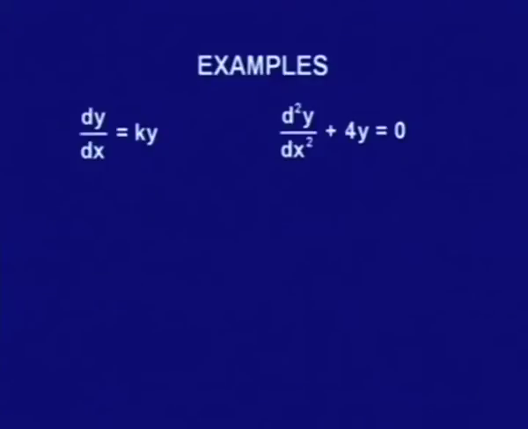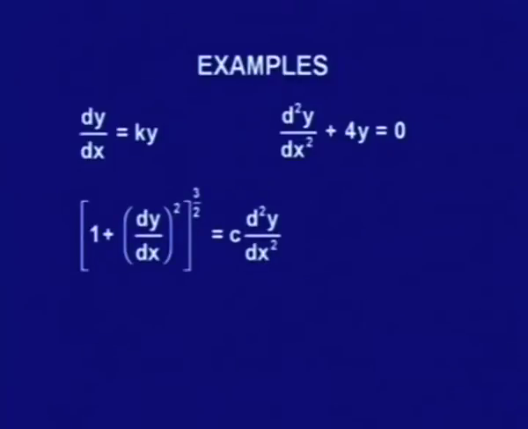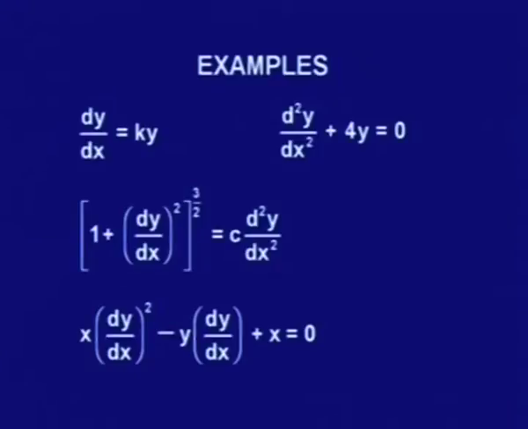Similarly, in the equation (1 plus (dy over dx) square) whole to the power 3 by 2 is equal to c times d2y over dx2, it involves the first order derivative as well as the second order derivative. So, the highest derivative involved is the second order derivative. Thus, this equation has order 2. Now, we see in the last example that x times (dy over dx) square minus y times dy over dx plus x is equal to 0, the derivatives involved are only of the first order. Thus, the order of this equation is 1 only. So, this equation is also called a first order equation.